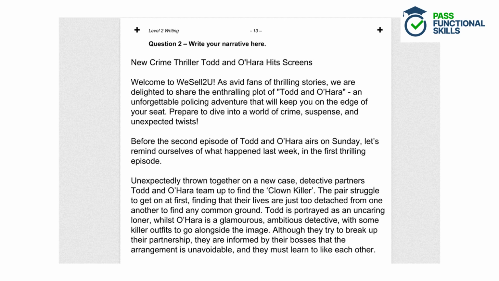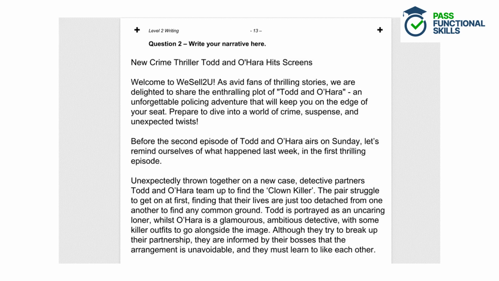So now let's have a look at the second question. Remember that you can either try and attempt these tasks before we go through the model answer, or you can wait until you've seen the entire model answer to give you some inspiration and ideas for your own answer.